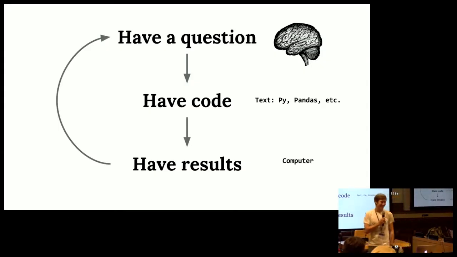So here I have these ways that we hold these things that we have. The question is in our brain, then we have our code. Our code is going to be Python, pandas, there's going to be some text. And then we have our results, which run on the computer.